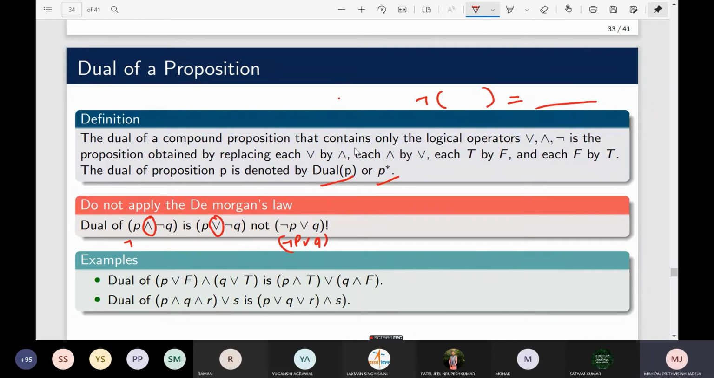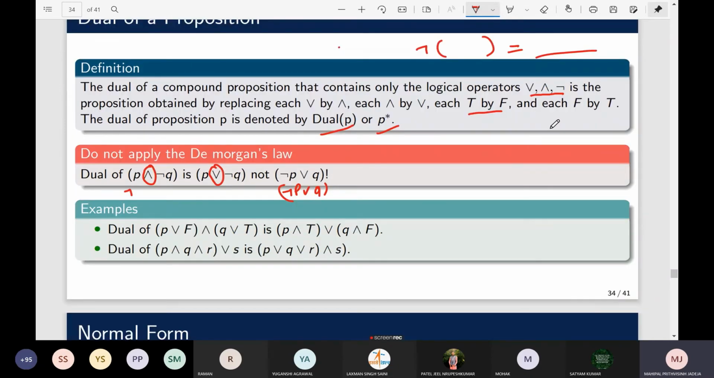The dual, you can revisit this particular definition. The idea is replace each conjunction with disjunction, each disjunction with conjunction, and last thing is, let's say true values are given to you, then replace each true value by false value, and replace each false value by true value. So that is the idea. So let's consider a few more examples. So let's say this particular compound proposition is given to you.